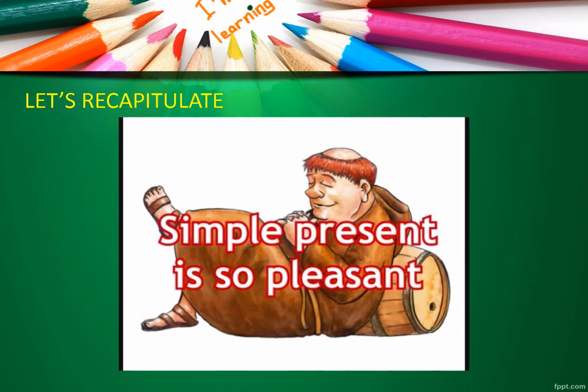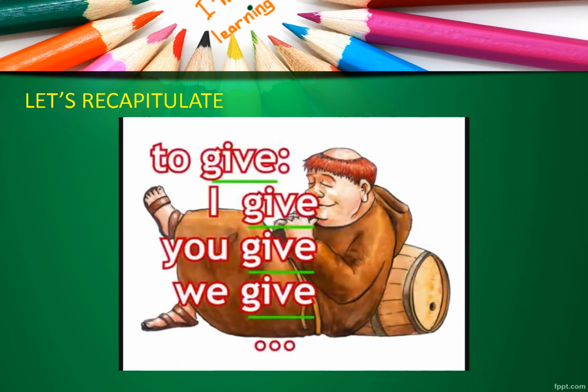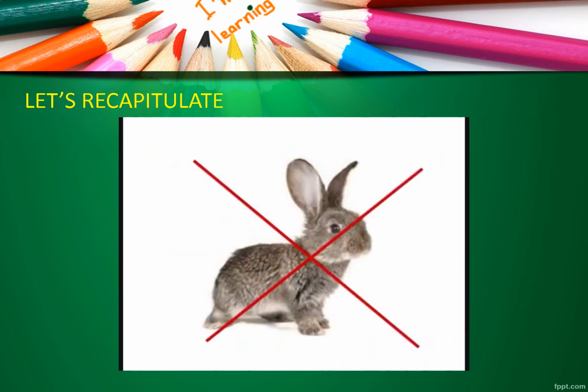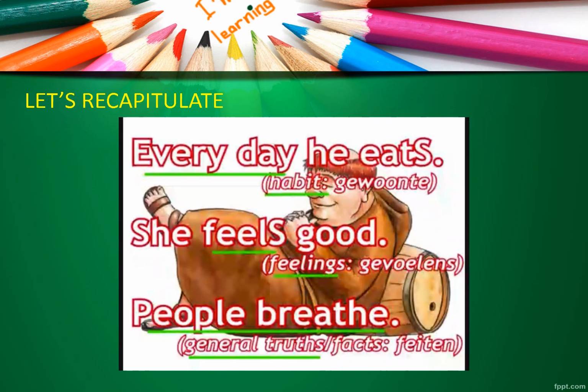Simple present is so pleasant, you just give your infinitive. But for the third person, singular or persons, add es, add es. Not for rabbits, but for habits, general truths and feelings too. Now you know the present, simple and so pleasant, use it well, use it well.